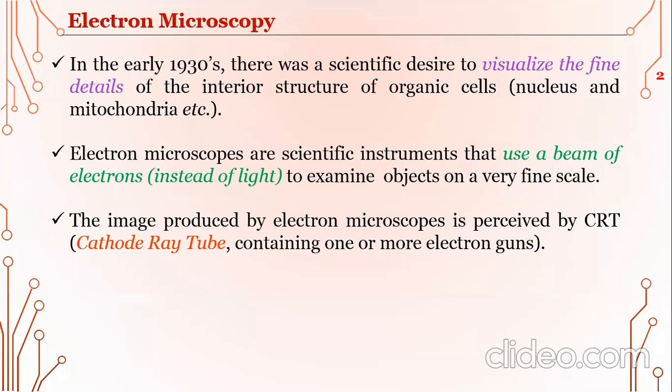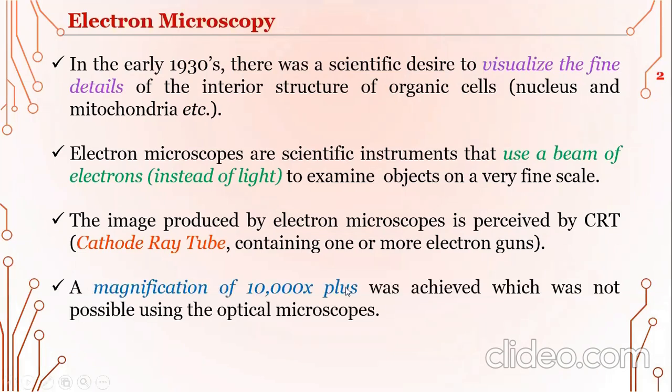The CRT is more familiar to people who have old televisions. At the back of the screen there is an extension, and that extension is actually the cathode ray tube. We will be talking about this in detail in the coming slides. A magnification of 10,000x plus was achieved, which was not possible using optical microscopes.